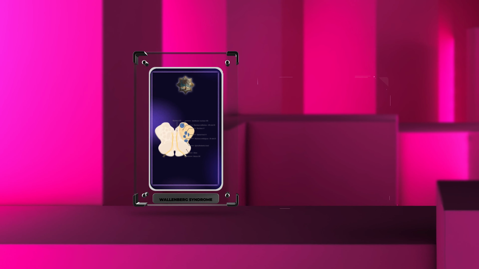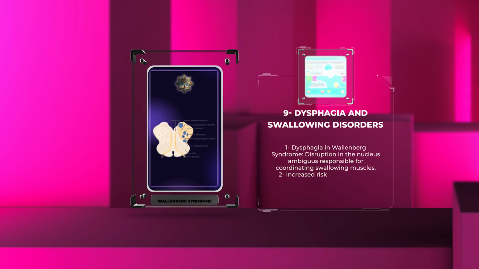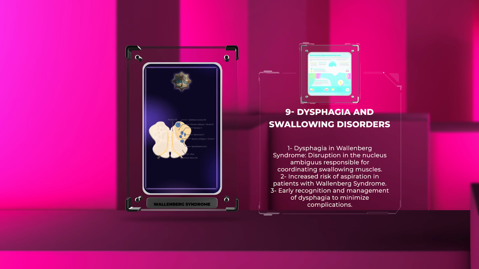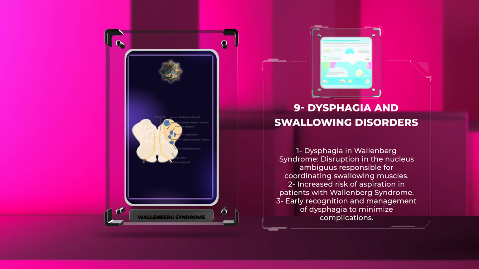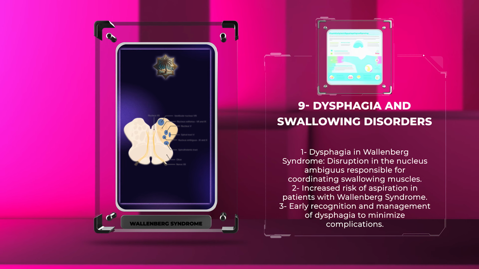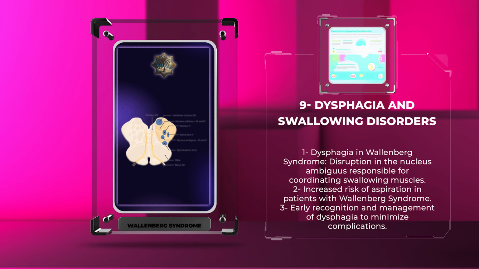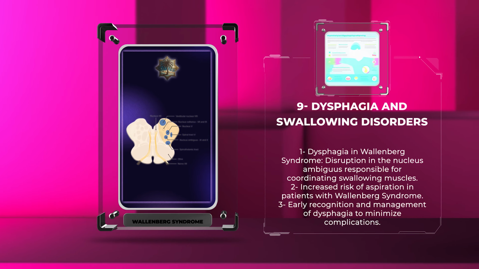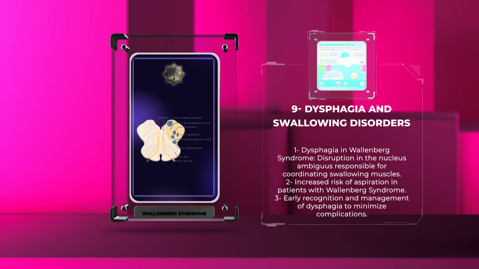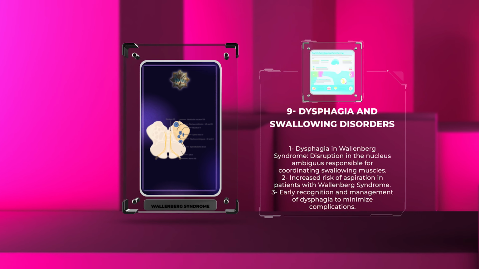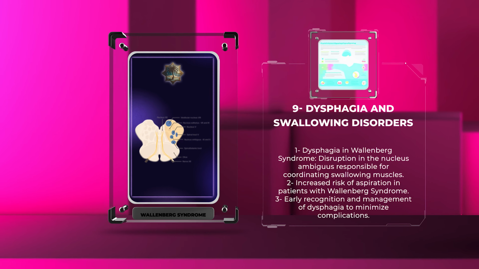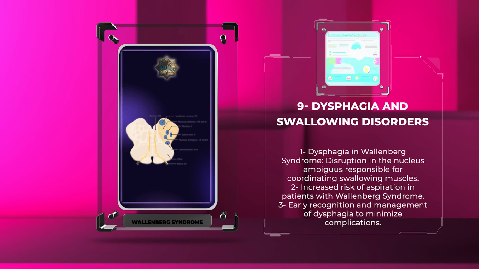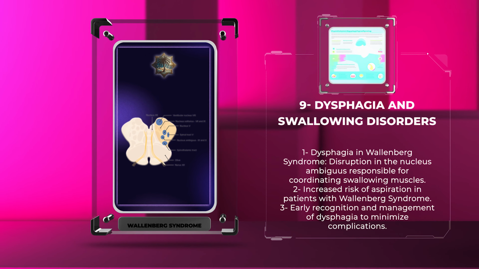Wallenberg syndrome is a neurological condition that often presents with dysphagia, or difficulty swallowing. This occurs due to a disruption in the nucleus ambiguus, a region of the brainstem responsible for coordinating the muscles involved in swallowing. As a result, patients with Wallenberg syndrome are at an increased risk of aspirating, or inhaling food or liquids into their lungs. Early recognition and proper management of swallowing disorders are essential to minimize the potential complications associated with dysphagia in these individuals.